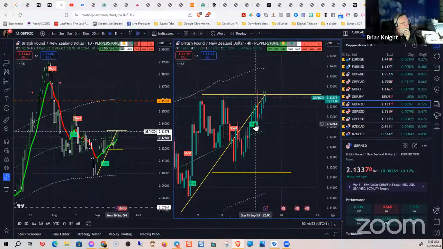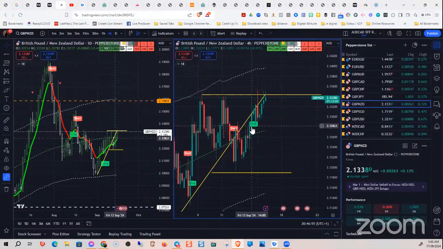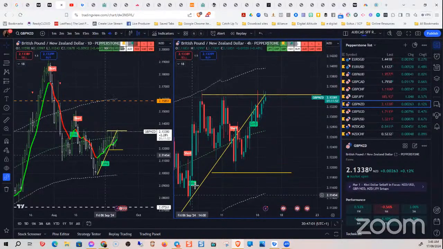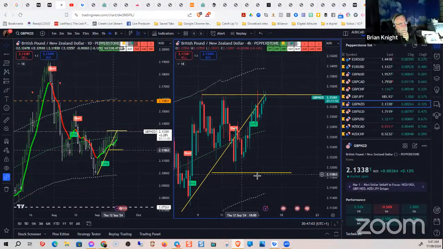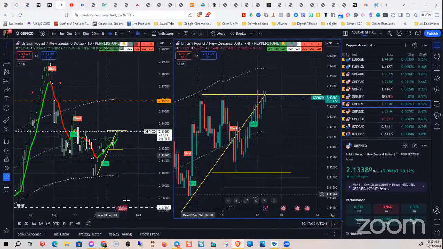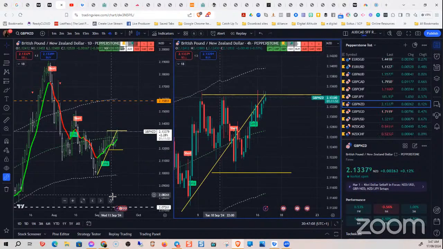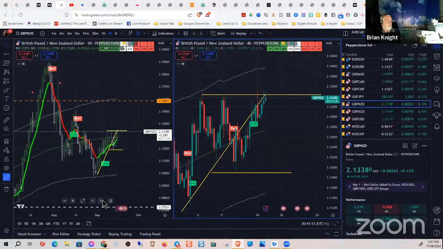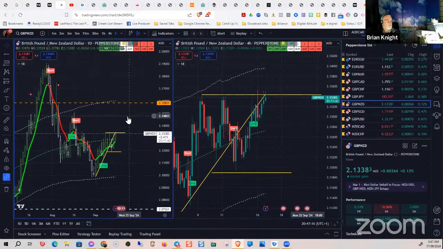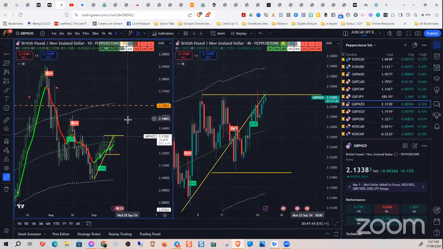Now if it starts failing here and starts making red candles, I'm looking for a short back to that long at least. Back down to here. Let it come down, sweep that liquidity from the last long wick it created, take that long, and then buy further up.